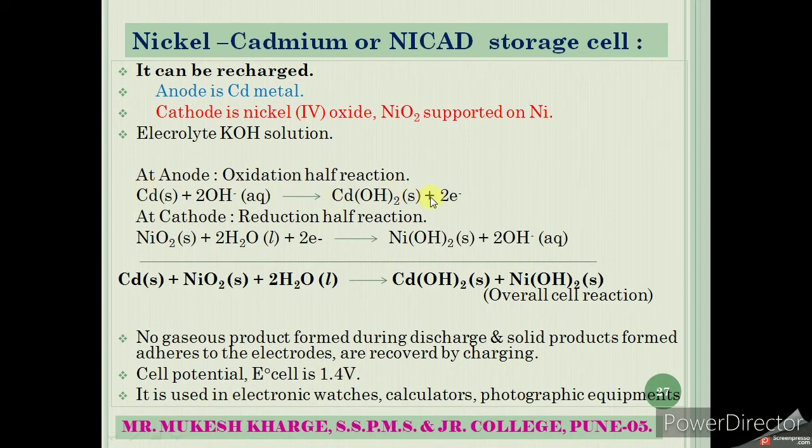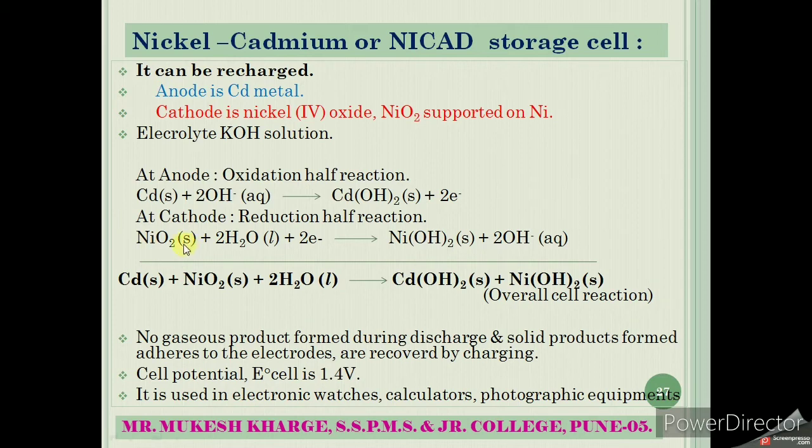Cadmium loses 2 electrons and gets converted into Cd2 plus. So Cd2 plus combines with 2OH minus ions, and it will produce Cd(OH)2 in solid state. So Cd gets converted to Cd2 plus plus 2 electrons. So this is loss of electrons, an oxidation reaction. At the cathode, there is a gain of electrons, that is a reduction reaction.